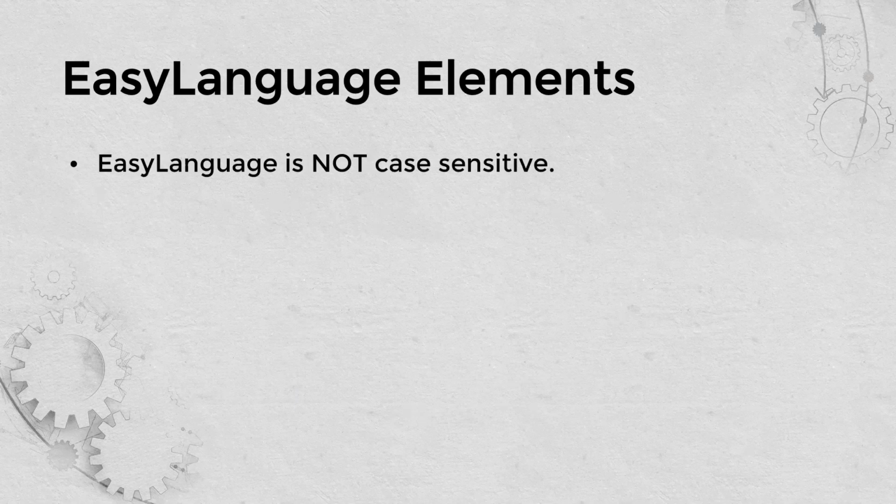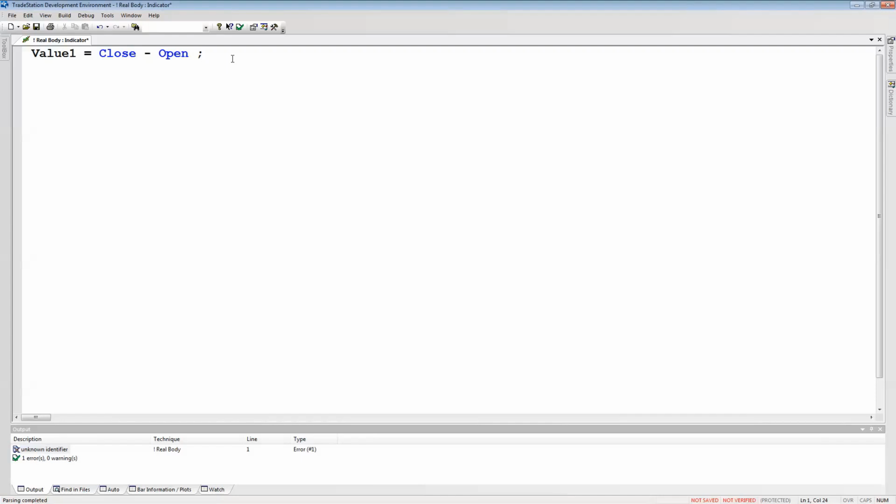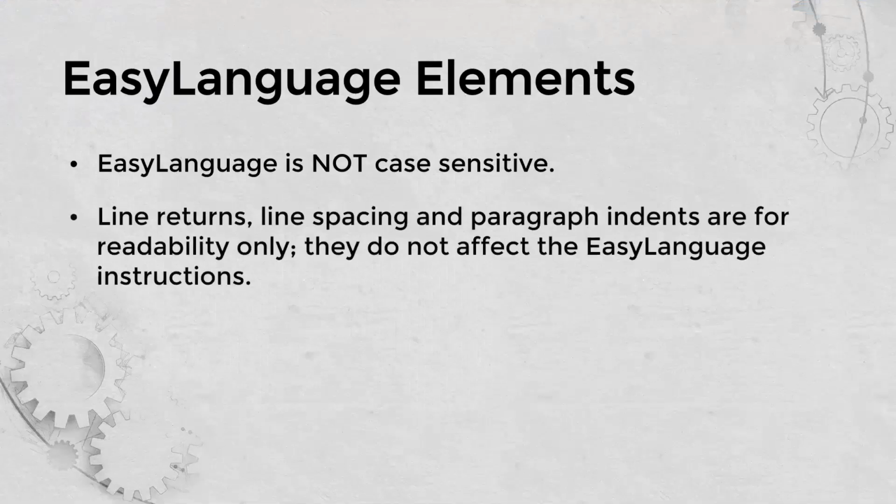First of all, EasyLanguage is not case sensitive. So you probably saw when I went to the code. Let me go back to the code. Here in the code, you see that I capitalized the word close and I capitalized the word open. It doesn't really matter if you're using capital letters, if you're using lowercase. EasyLanguage doesn't see that. It just sees letters. So if you want to type everything in lowercase, that's fine. If you want to type everything in uppercase, that's up to you. Or if you want to use a combination, that's fine. Also, line returns, spacing, paragraph indents are for readability only. They do not affect the EasyLanguage code. So you can add a little bit more space so that the code is a little bit more readable, but it doesn't affect the code.